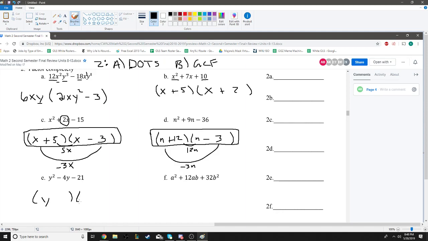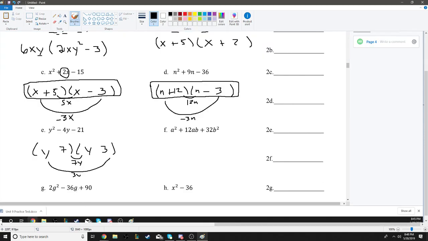Fronts need to be a y. 21, I'm thinking 7 and 3. 7 times y is 7y. 3 times y is 3y. And since it needs to be a negative 4, the 7 needs to be negative. So negative 7, positive 3.